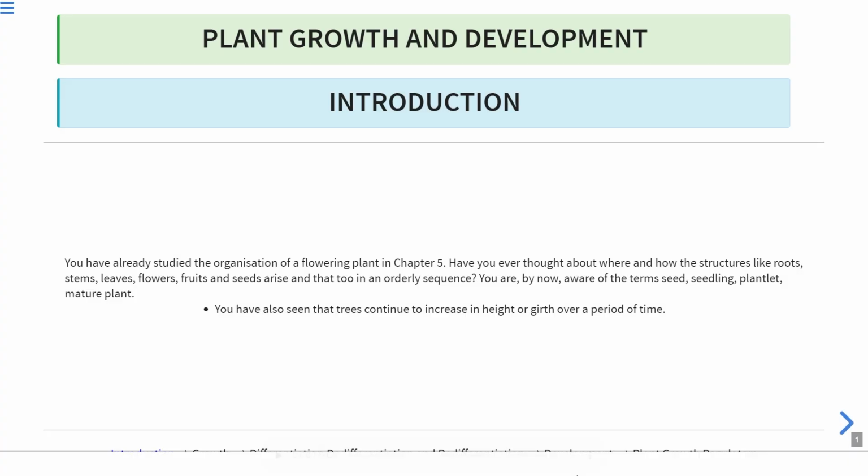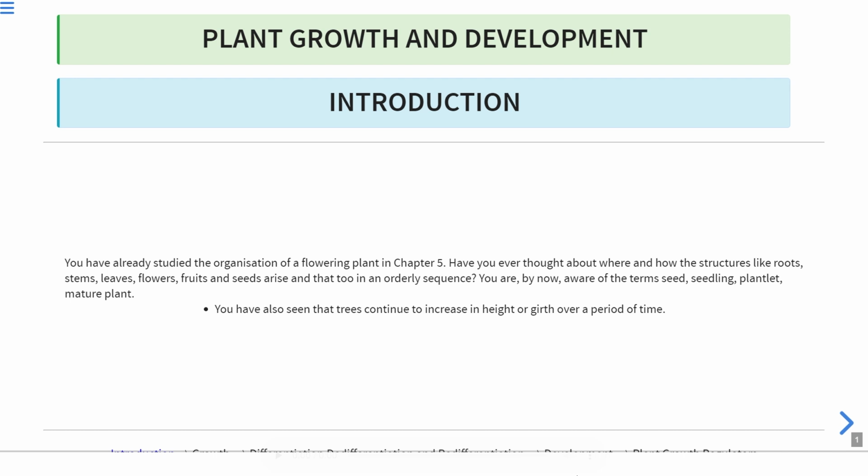So in this session we are going to study the introduction to plant growth and development, and then we will also talk about differentiation, redifferentiation and de-differentiation. And then we will also talk about the different forms of growth. So let us start the session.